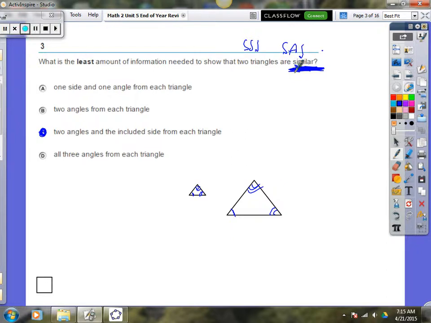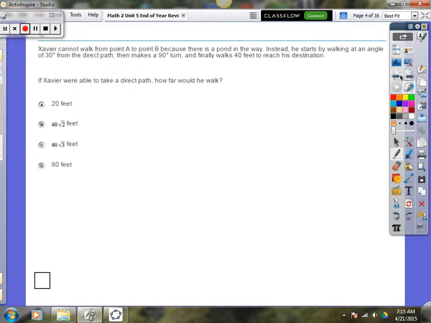So similar is same shape, just different size. Congruent is same shape and size.